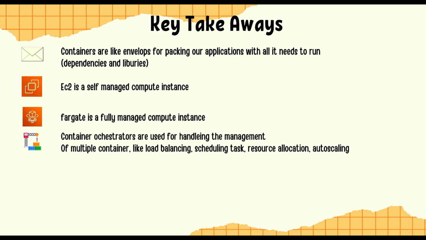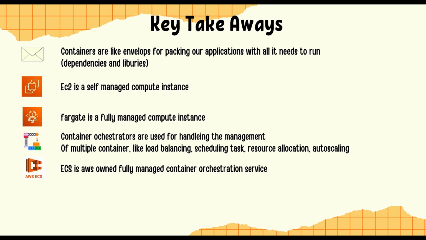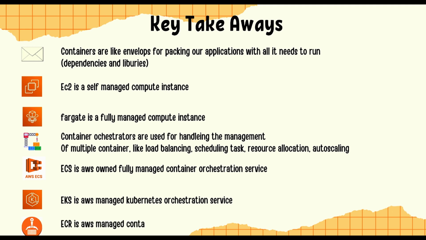Container orchestration are used for handling and managing multiple containers like load balancing, scheduling tasks, resource allocation, auto-scaling, and so on. ECS is AWS' own managed container orchestration service. EKS is AWS managed Kubernetes orchestration service. Finally, ECR is AWS managed container registry.